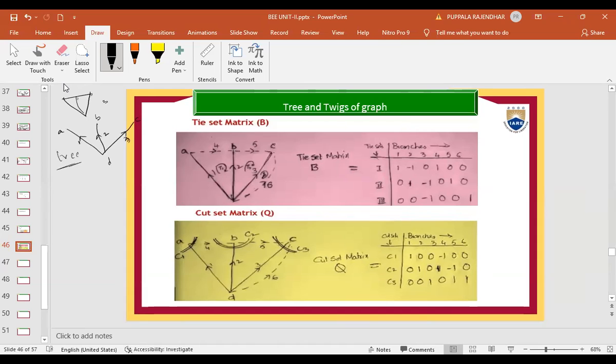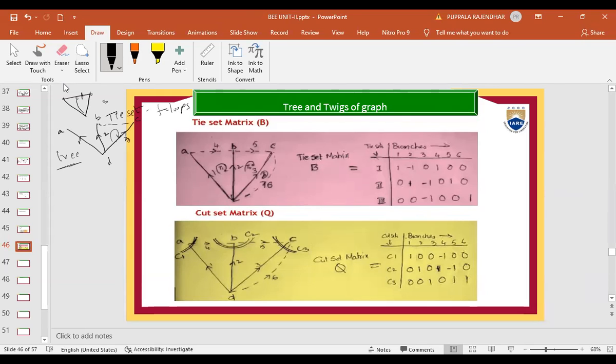Now for this tree, the other elements, the leftover elements, we are calling as the links. So this link I am considering here. Then what happens? A closed path is forming here. So these we are calling as a tie set, or fundamental loop.